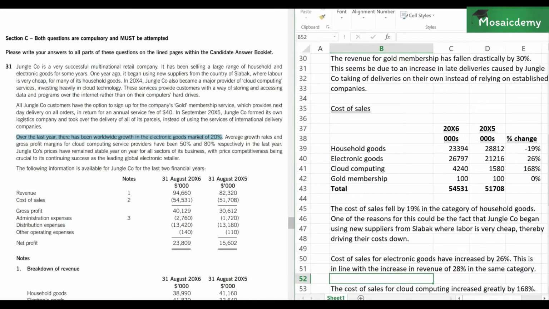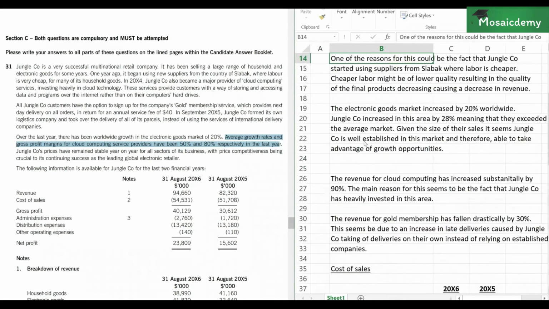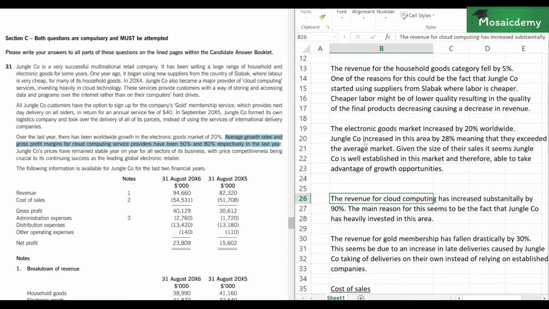Okay, after that it says average growth rates and gross profit margins for cloud computing service providers have been 50% and 80% respectively for the last year. So we'll now make the same points for cloud computing, but we also need to calculate their gross profit margin, because if they've given the gross profit margin here, they want us to compare Jungle Co's gross profit margin to this and see how they stack up, right? So first, 50% increase in the market for cloud computing. We already made the point that the revenue for cloud computing has increased by 90%. So we can just build on this point further.